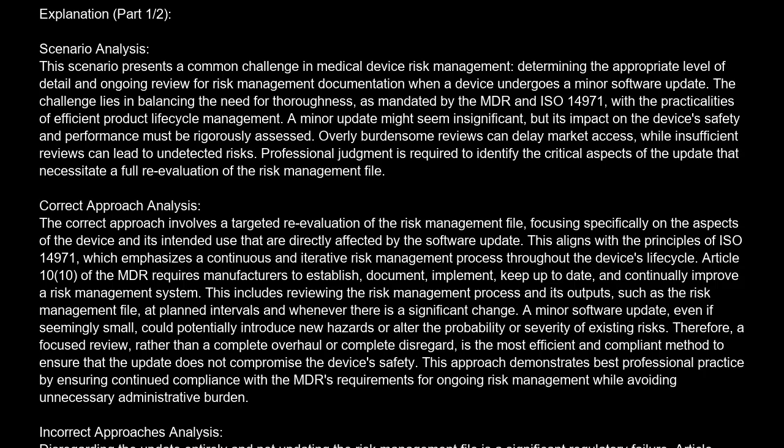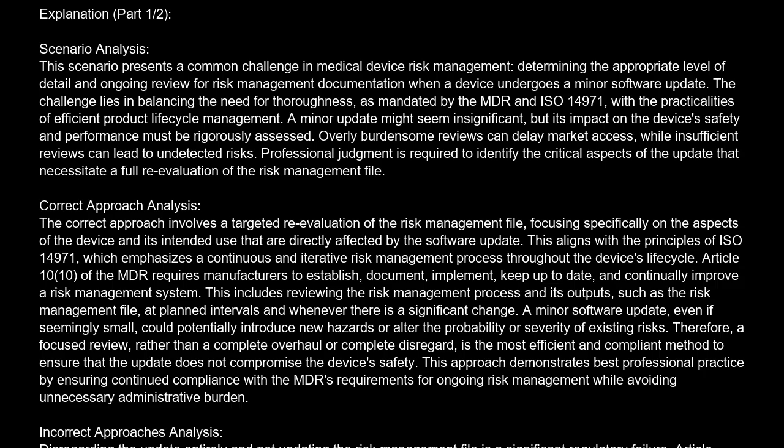Explanation. Scenario analysis. This scenario presents a common challenge in medical device risk management: determining the appropriate level of detail and ongoing review for risk management documentation when a device undergoes a minor software update. The challenge lies in balancing the need for thoroughness, as mandated by the MDR and ISO 14971, with the practicalities of efficient product lifecycle management.